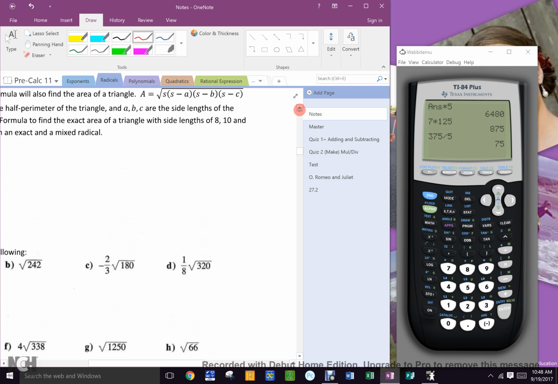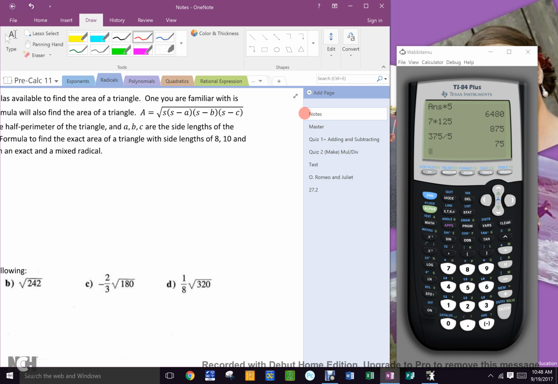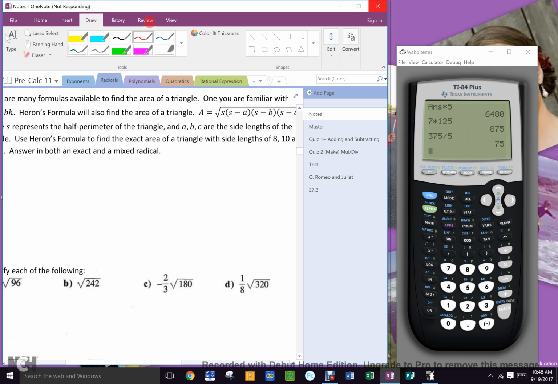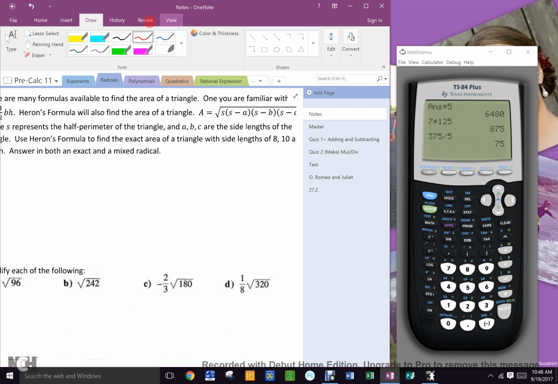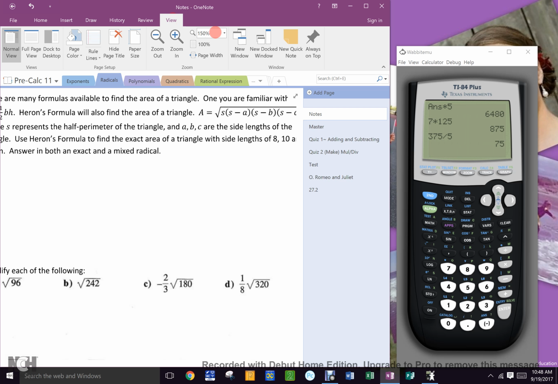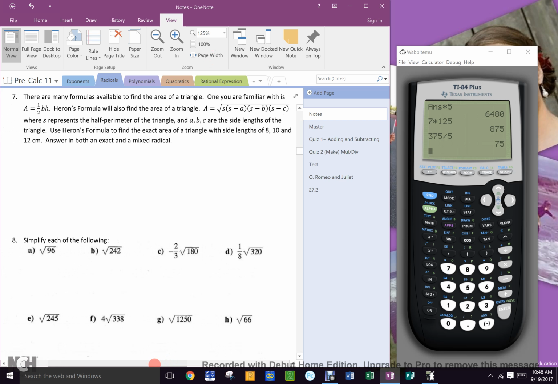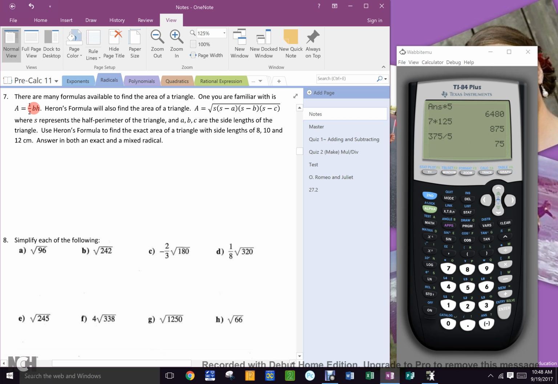You do know what S is. Read the question. What does S equal? Did you find it yet? So, 80 plus 10 divided by 2. So it's 10. So, you all know that formula.